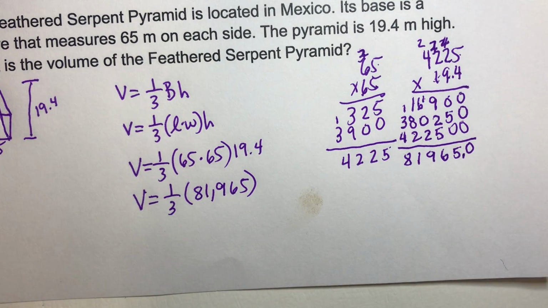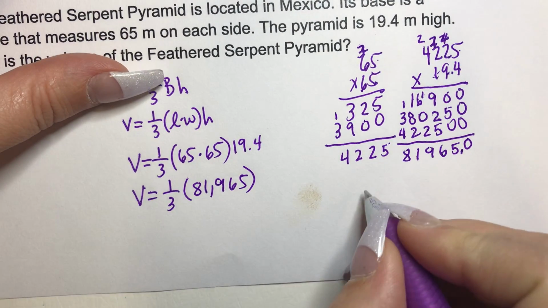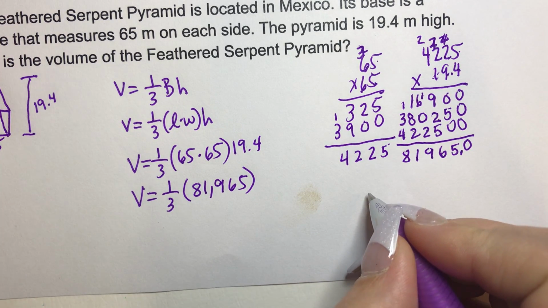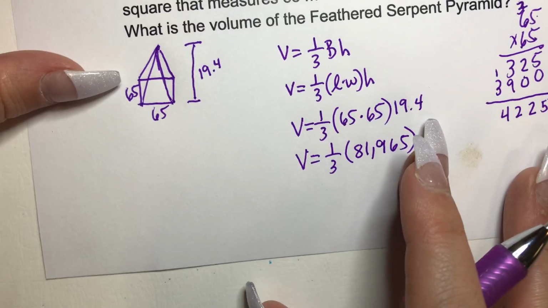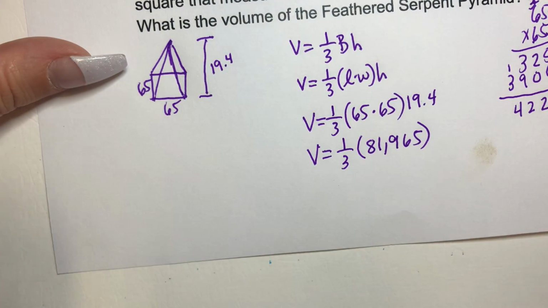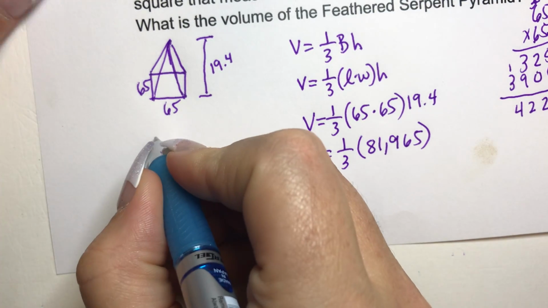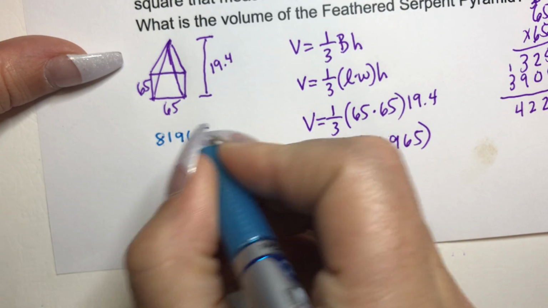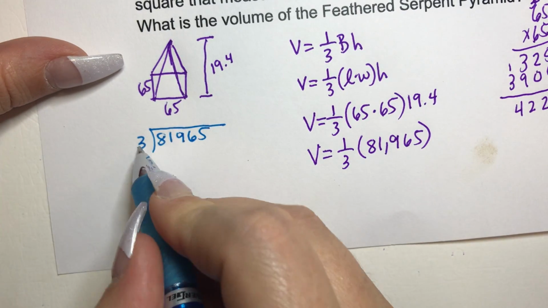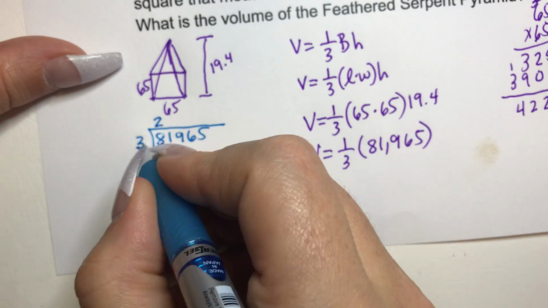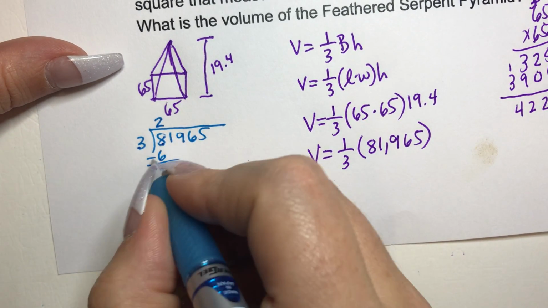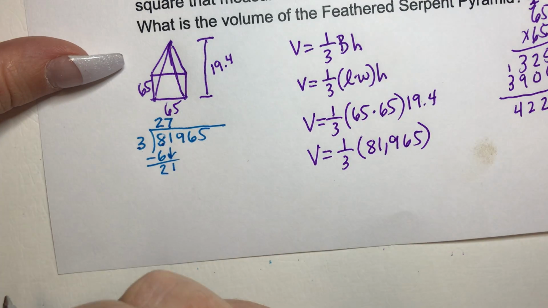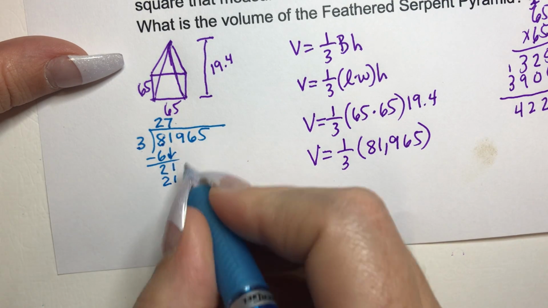All right, so, I guess I'll just, I wonder if I'll have enough room right here. Well, we'll just go for it. I'm trying to figure out, I might have more room over here. Okay, use a different color. All right, so 81,965 divided by 3. 3 goes into 8 2 times. 2 times 3 is 6. That 8 take away 6 is 2. We drop the 1 down. 3 goes into 21 7 times. 7 times 3 is 21. Then we drop the 9 down.